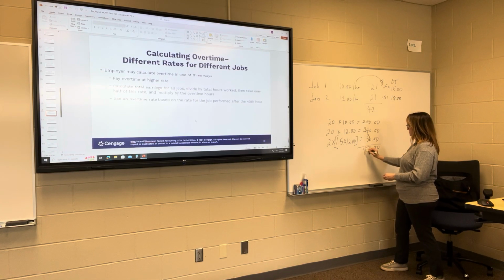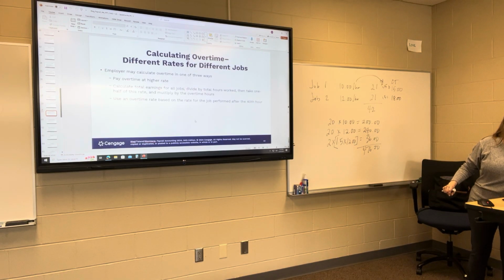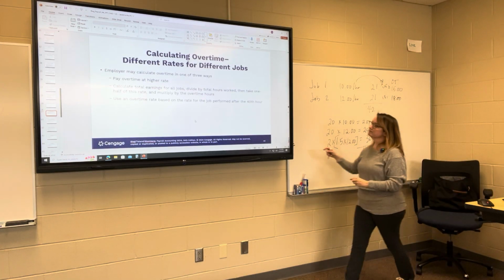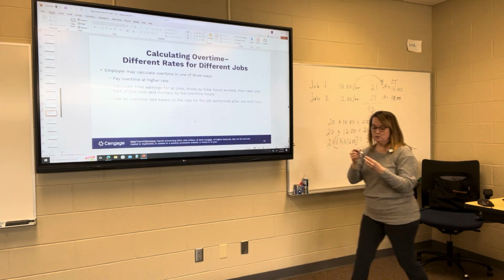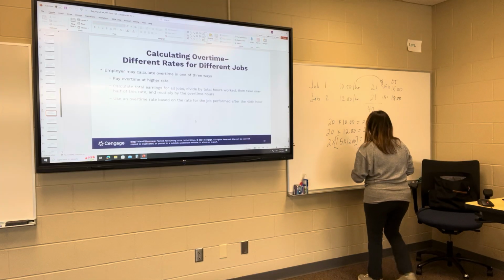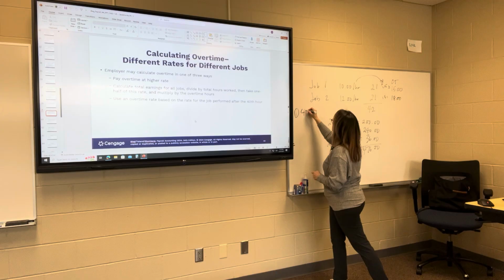Can you all see that? Sorry, I know that's kind of low. So 476. So we paid them at the higher rate, even though they worked 1 hour at the lower rate in overtime. So this is option 1. We get $476.